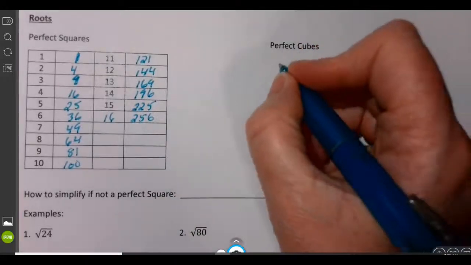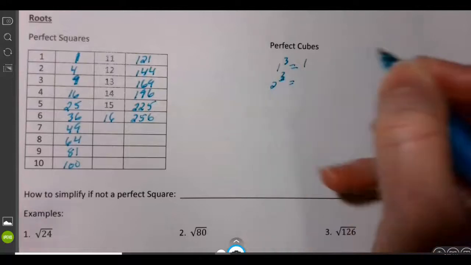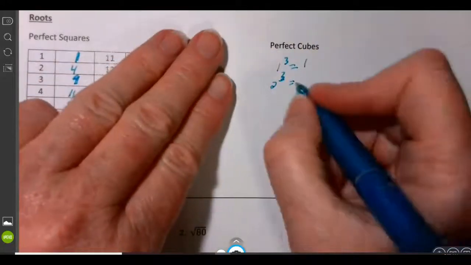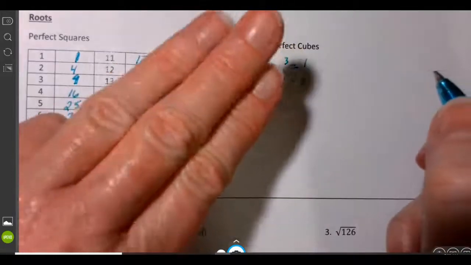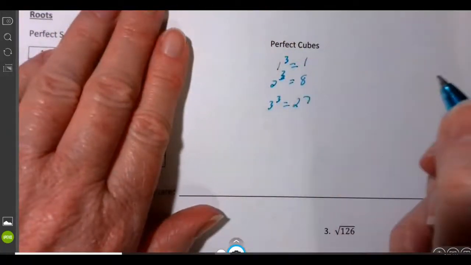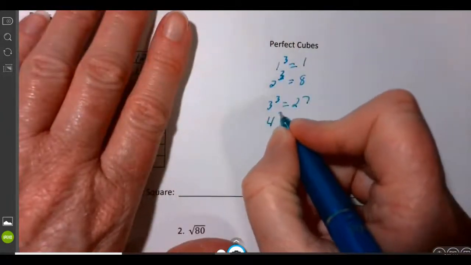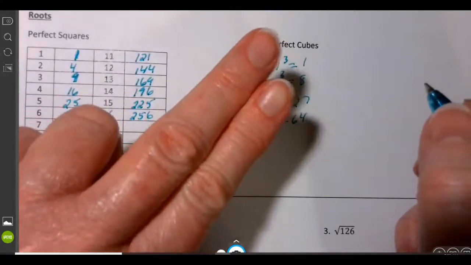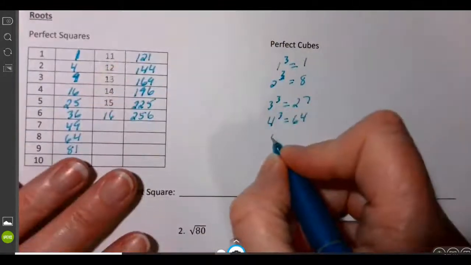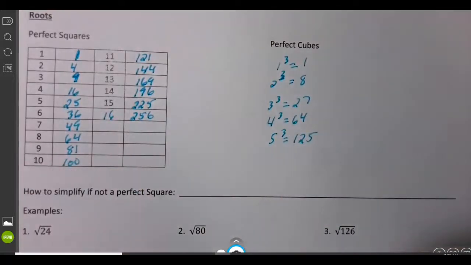Perfect cubes. 1 cubed. 2 cubed. 2 times 2 is 4 times 2 is 8. 3 cubed. 3 times 3 is 9 times 3 is 27. 4 cubed. 4 times 4 is 16 times 4 is 64. 5 cubed. 5 times 5 is 25, 25 times 5 is 125. And that's all I have also. Okay? So those are the only perfect cubes I have.